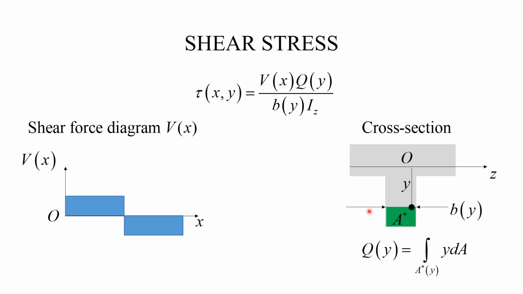going through this point, we identify the width of the cross-section, b of y, and we identify the area A star below this cut. This is shown as a green area. So Q, by definition, is the first moment of A star with respect to the z-axis. Iz, as in the previous slide, is the moment of inertia with respect to the z-axis.